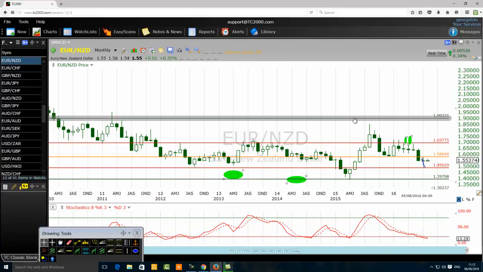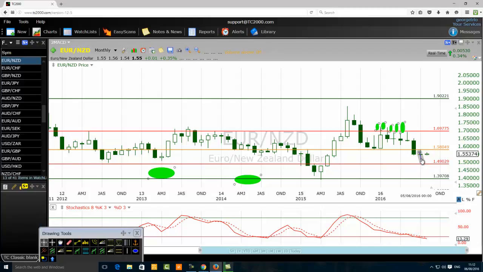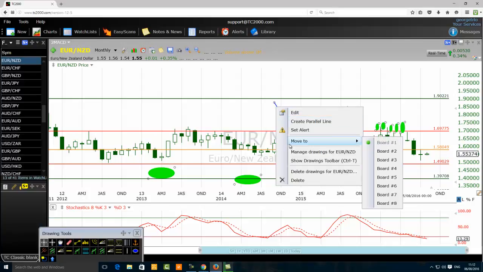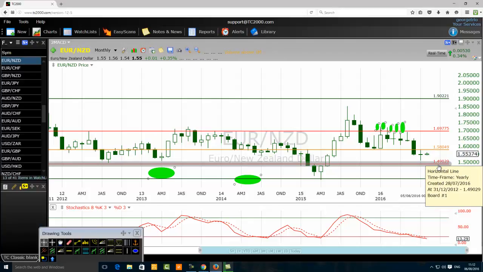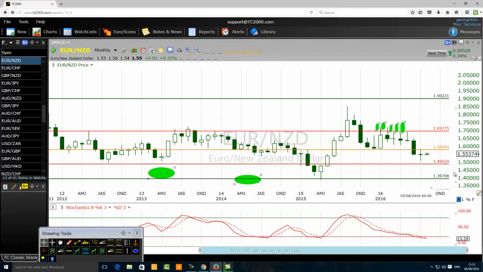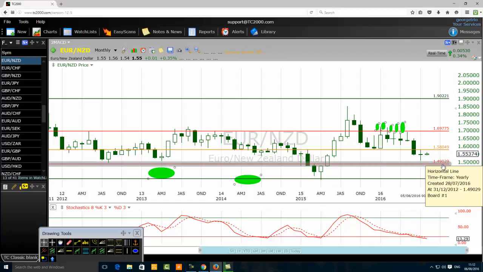At this stage, looking at the current price structure, we will prefer that the Euro New Zealand dollar continue to go down up to the level of 149.02. It doesn't mean that's exactly what it will do, but we will prefer that it continue to go down up to 149, up to 149.02.